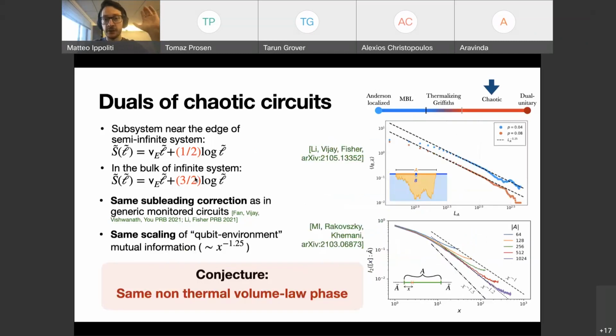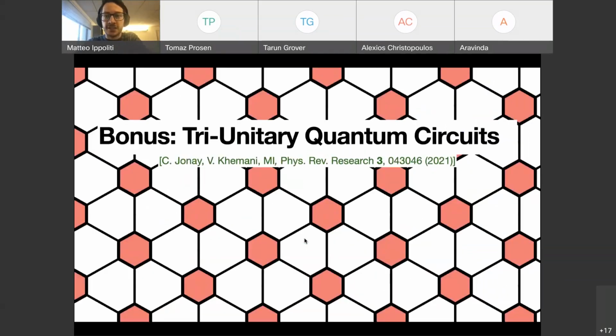So, there is even finer evidence in some mutual information quantity that I'm not going to really explain, that suggests that these duals of chaotic circuits are actually in the same phase as more generic unitary measurement circuits in their respective volume law phase. So we have this conjecture that basically these space-time dual circuits belong to the same universality as more general circuits in that broader space that I showed earlier, the space of unitary measurement circuits. Okay, so that's all I wanted to say about that.